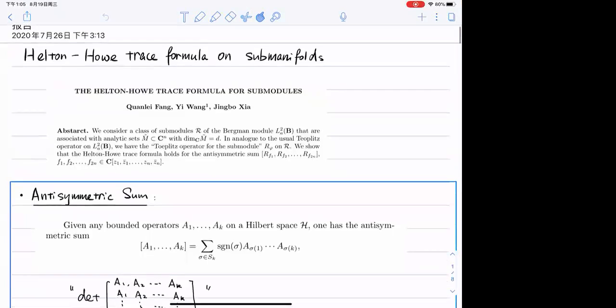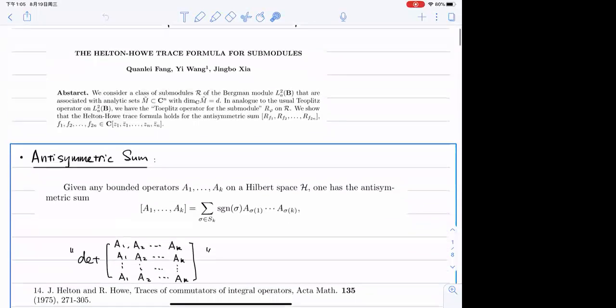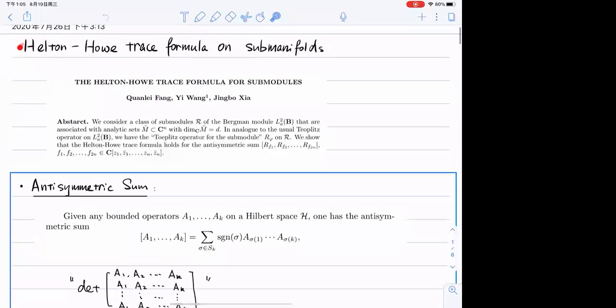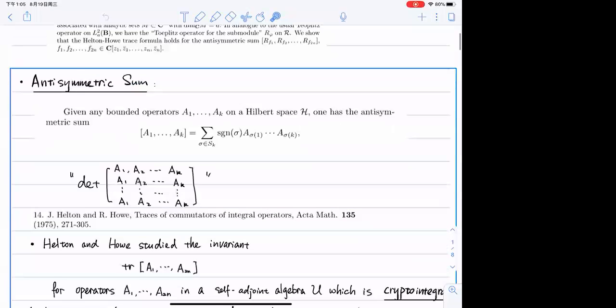Today the main topic is our recent paper, a joint paper with Quanlei Fang and Jingbo Xia. First, let me introduce the Helton-Howe trace formula. To begin with, it involves this anti-symmetric sum. If you are given a tuple of bounded operators on Hilbert space, you can define this anti-symmetric sum.